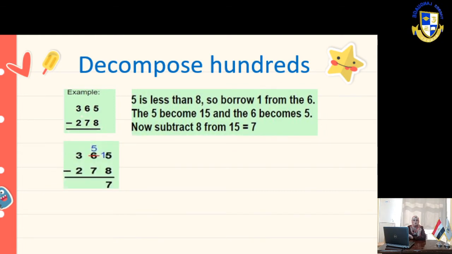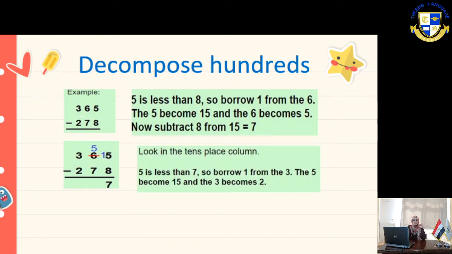That's for the ones. Go for the tens. The tens is no longer 6, it's 5 minus 7. And we cannot do this because 5 is smaller than 7. So borrow again from the hundreds. So the 5 will be 15. 15 minus 7 can be done. It's 8. Then go for the hundreds.